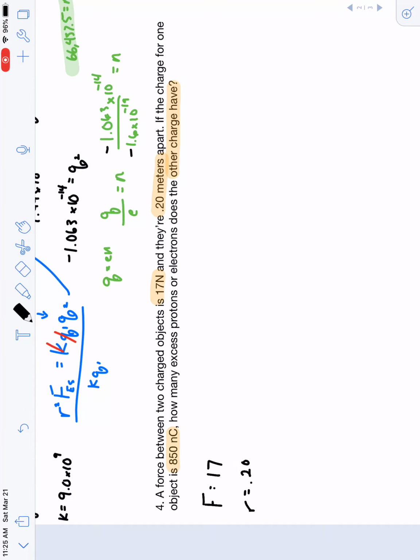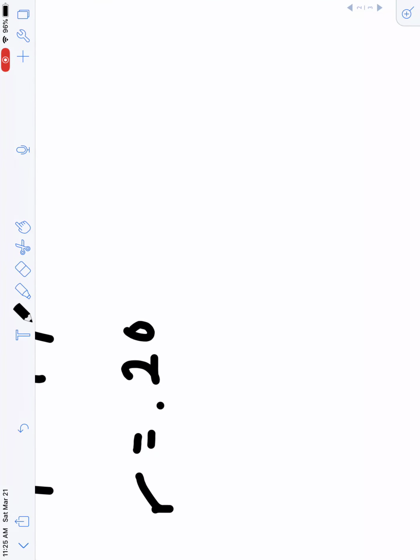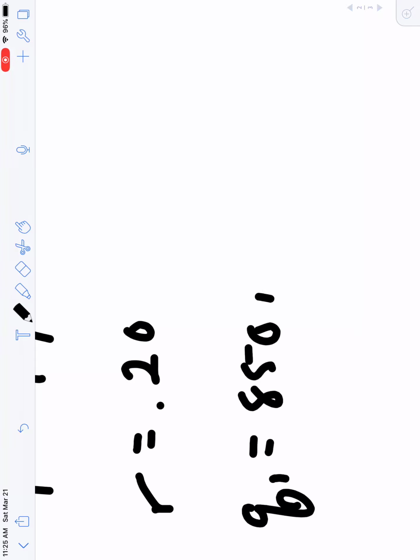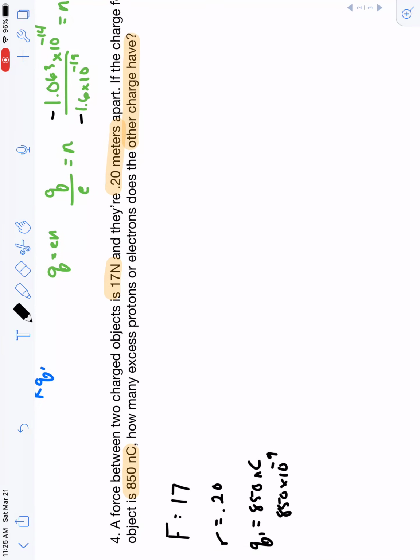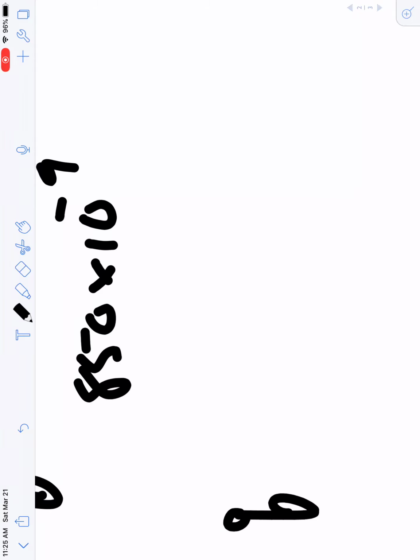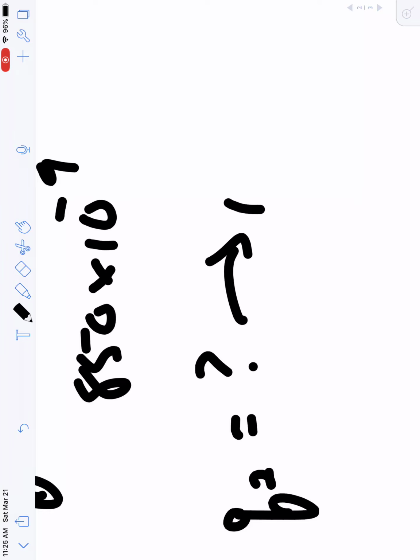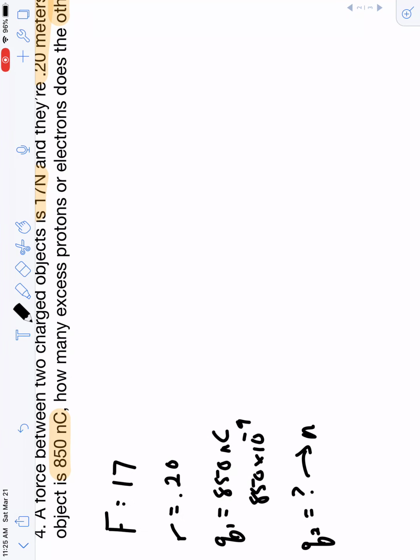The radius is 0.20. Charge 1 is 850 nanocoulombs, or 850 times 10 to the negative 9th. Okay, we don't know charge 2. Charge 2 will lead us to n. Again, n is the number of excess protons or electrons.